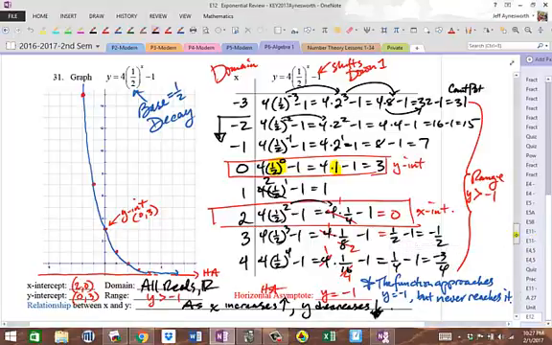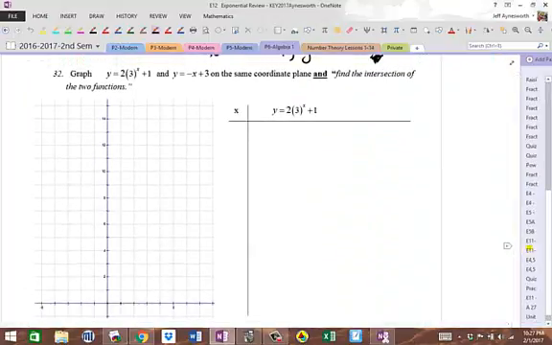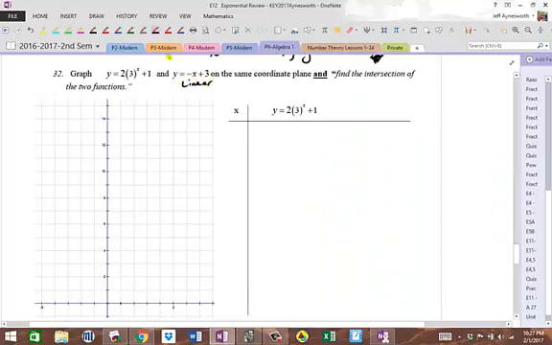Now in this one, we want to graph the exponential and the linear, so this is linear, this is exponential, on the same coordinate plane, and then find the intersection. Okay, here we go. Starting at x equals negative 3: 2 times 3 to the negative 3 plus 1. That's 2 times 1 divided by 3 cubed, or 1/27, plus 1. So that's 2/27 plus 1, or 1 and 2/27.